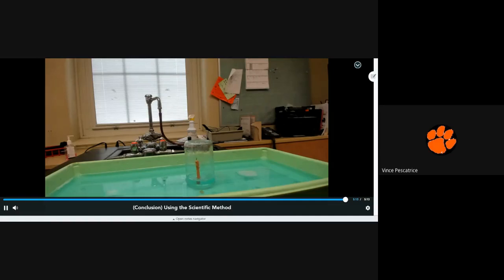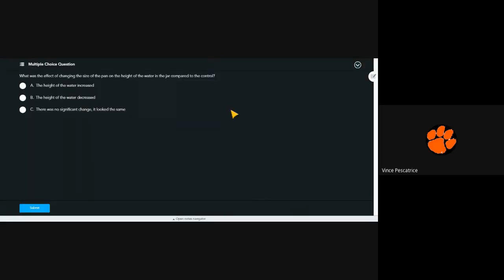Same question. Was the effect of changing the size of the pan on the height? We changed the size and the water in the pan. Was there more water absorbed, less water absorbed, or was it kind of the same?